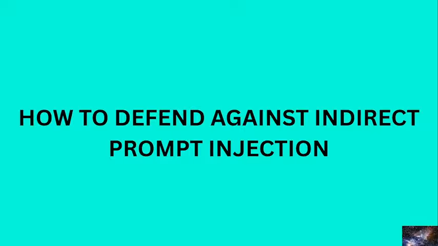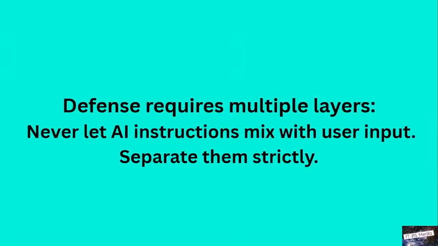All right, at this point, let's now begin to look at the methods to defend against indirect prompt injection. Defense requires multiple layers. Never let AI instructions mix with user inputs. Separate them strictly.